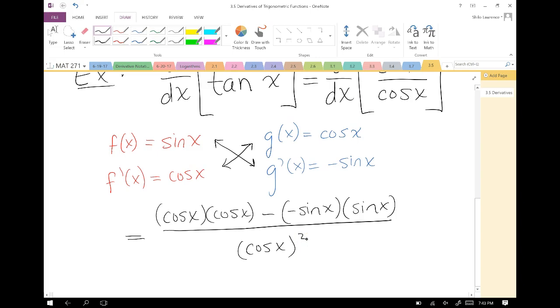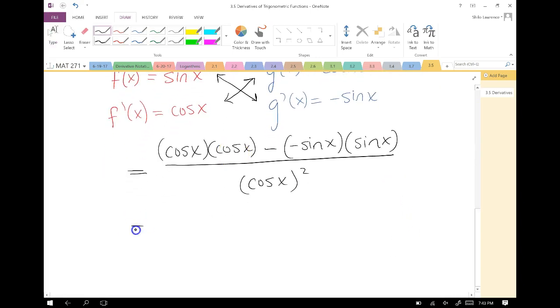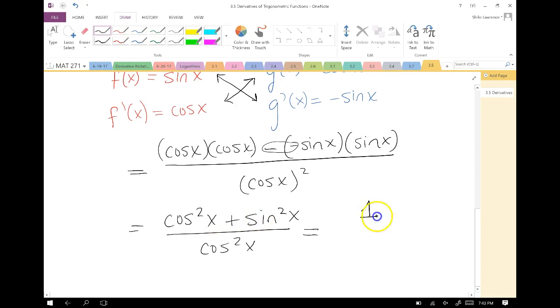And we're going to simplify this as much as possible. So cosine times cosine, that's cosine squared. Sine times sine is sine squared, and we have a double negative here, so that's going to be plus sine squared. And in the bottom we have cosine squared. And be careful, because those cosine squareds do not cancel out because of the addition there in the numerator. We cannot cancel the cosine squareds. What we can do, though, is we can use a trig identity. Cosine squared plus sine squared is a Pythagorean identity for 1. So we just have 1 over cosine squared.